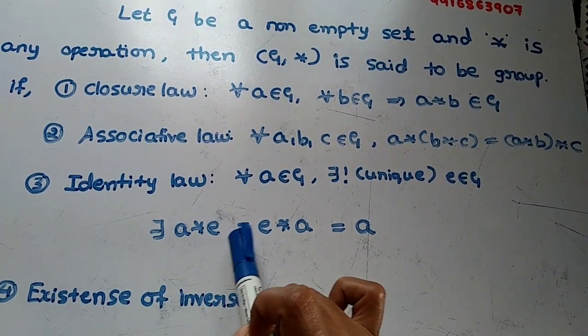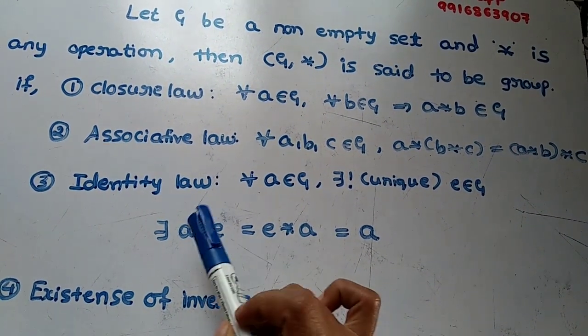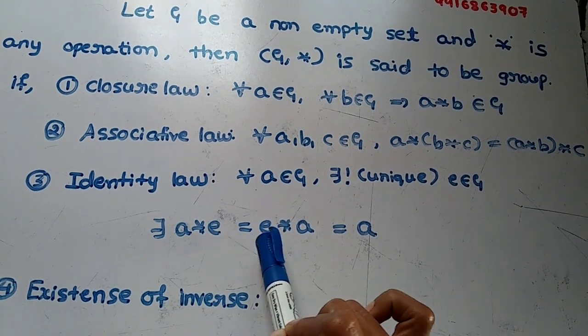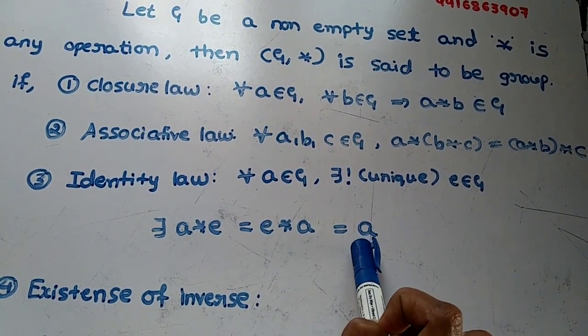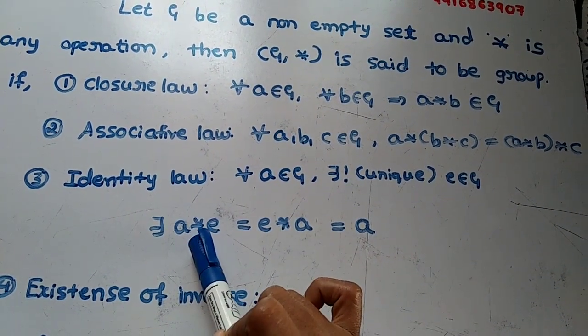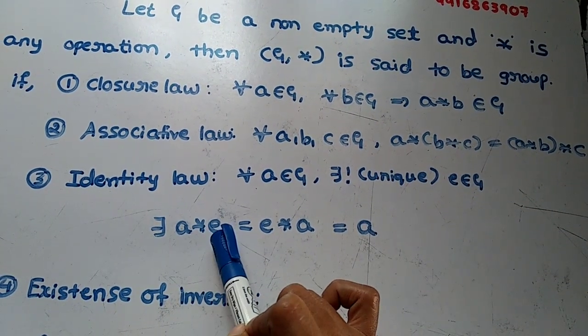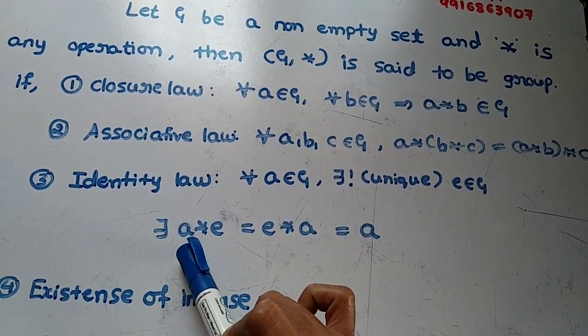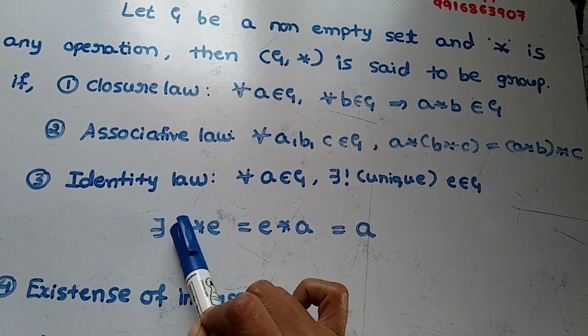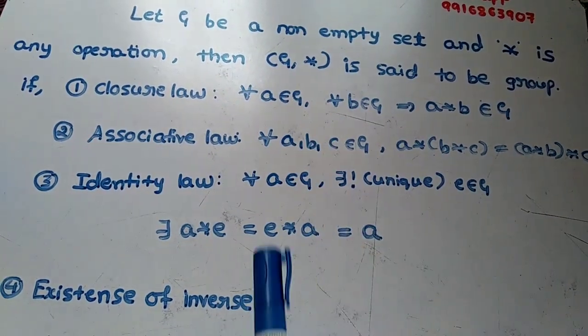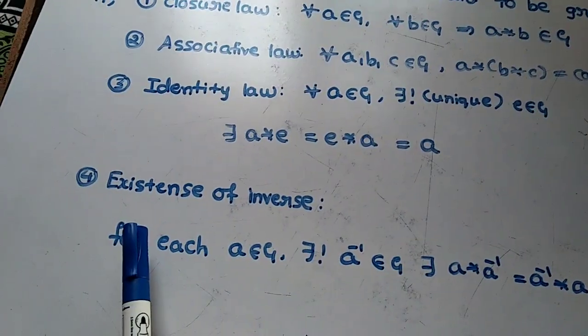Then the given condition is: a star e is equal to e star a is equal to a. This star denotes any binary operation, e is the identity element, and a is the element which should belong to our non-empty set.